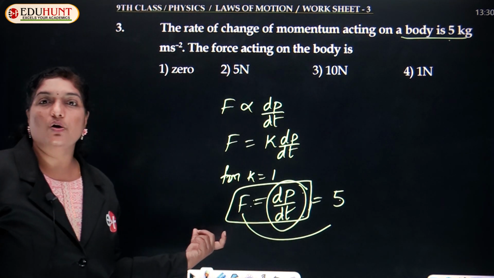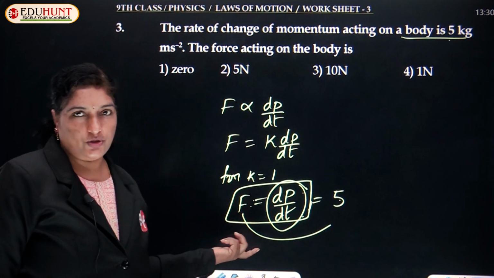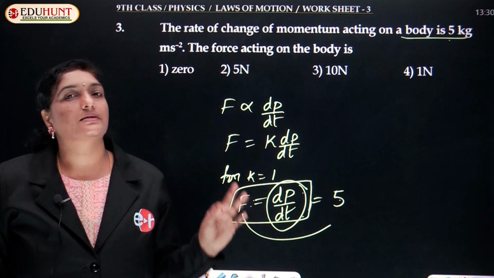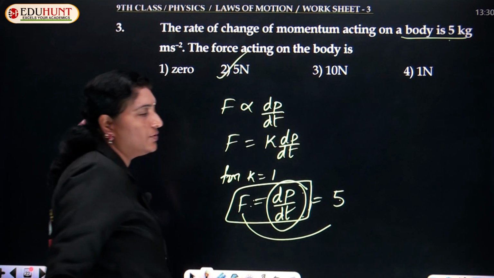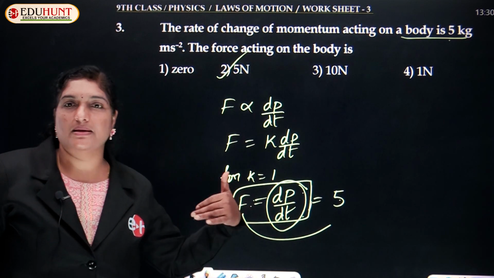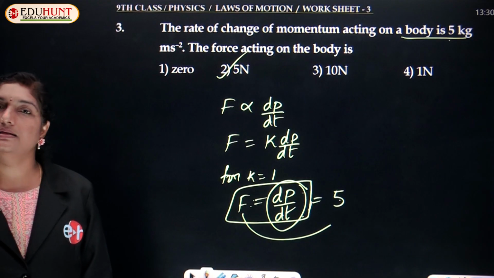Force, in the SI system, is generally measured in newtons. So, whether it is kg meter per second square or newtons means the same. So, how much is the value? 5 newton. F itself is equal to dP by dt. Whether it is measured in newtons or kg meter per second square means the same.